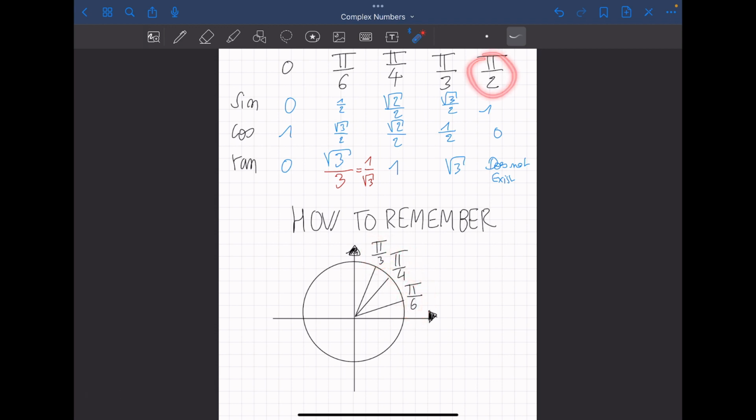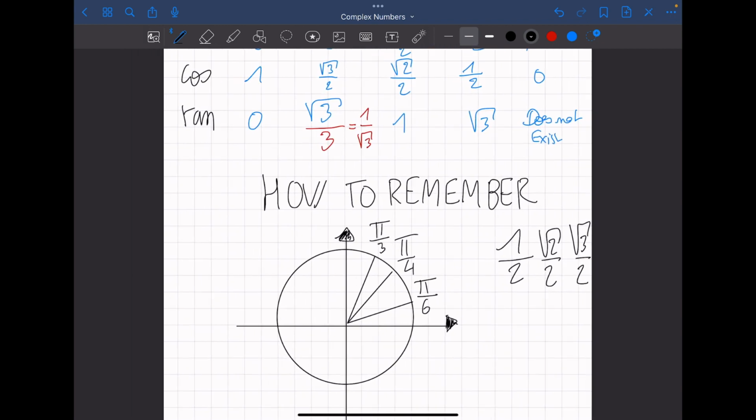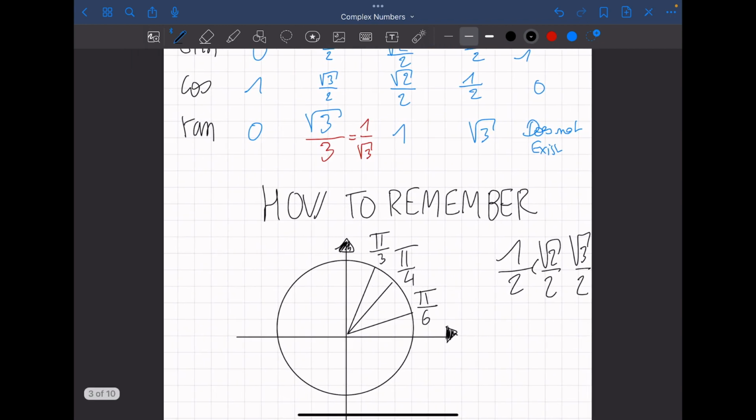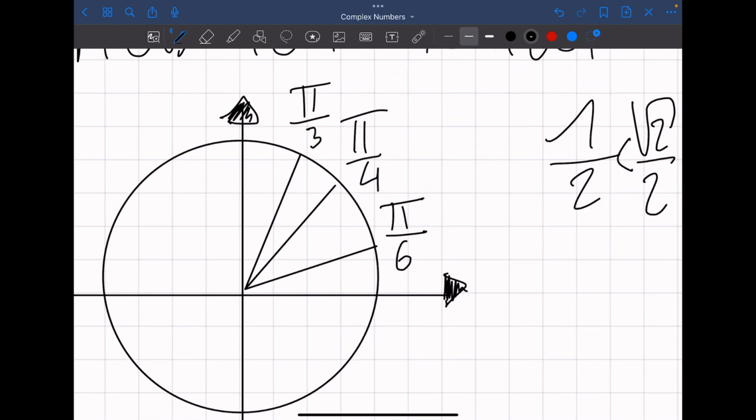Because pi divided by 2 and 0 are angles easy to remember for sine, cosine, tan. I know there would be these values: 1/2, square root of 2 divided by 2, and square root of 3 divided by 2. So I know that 1 divided by 2 is smaller than square root of 2 divided by 2, which is smaller than square root of 3 divided by 2. So I can write it like that.